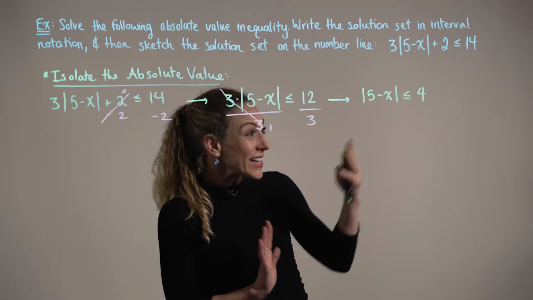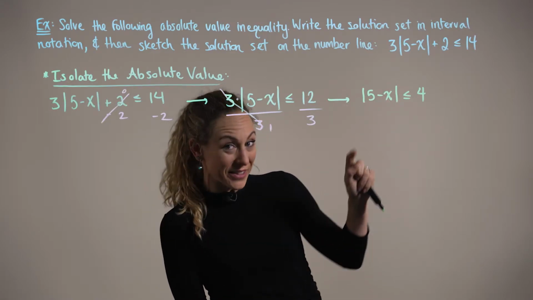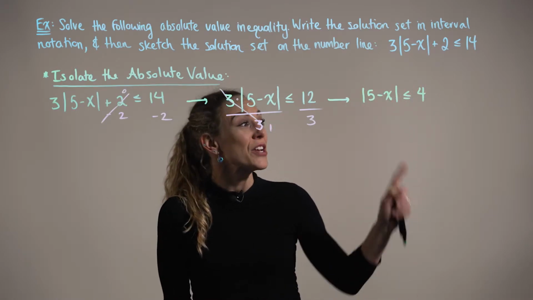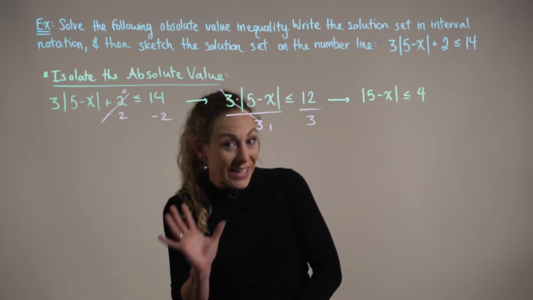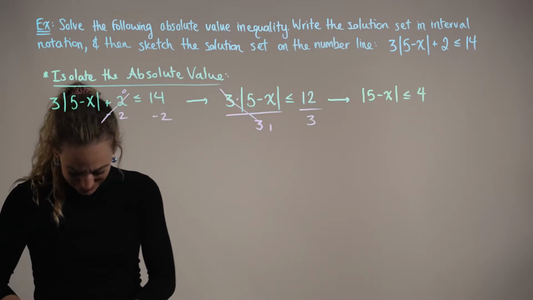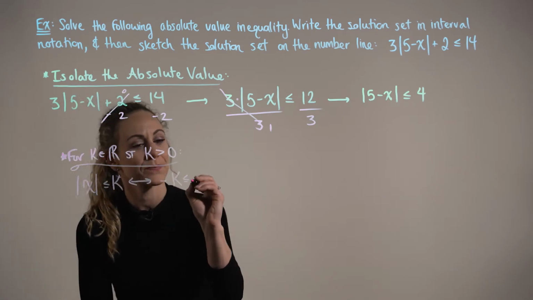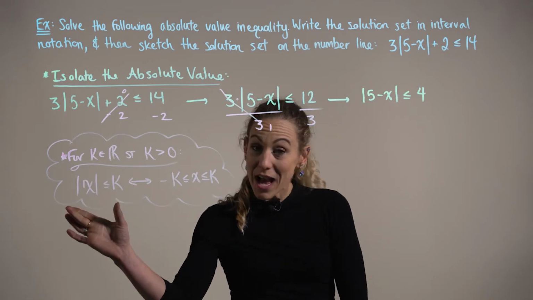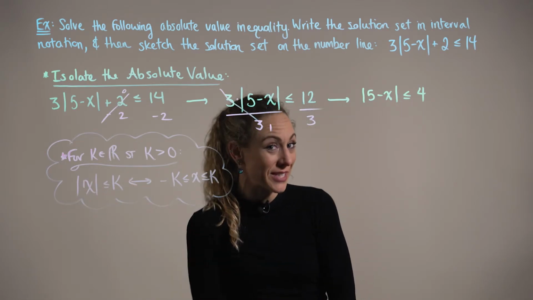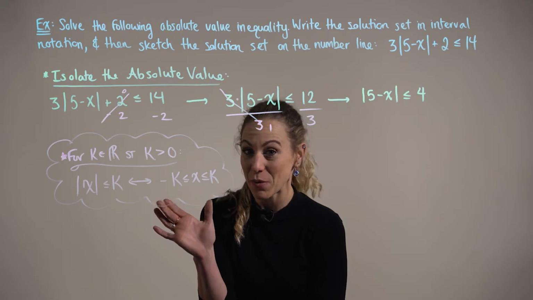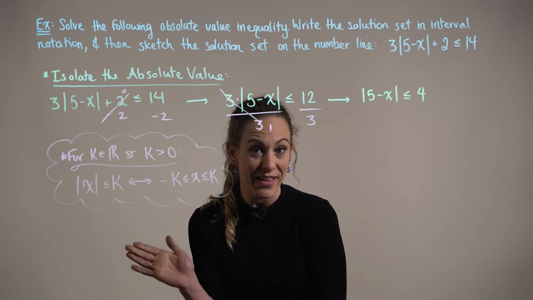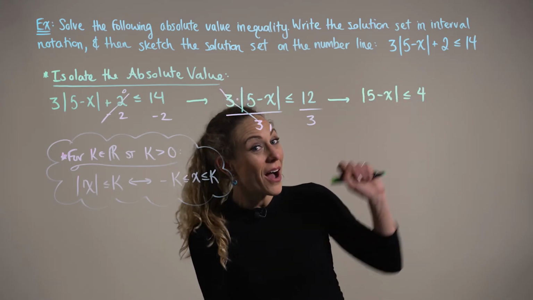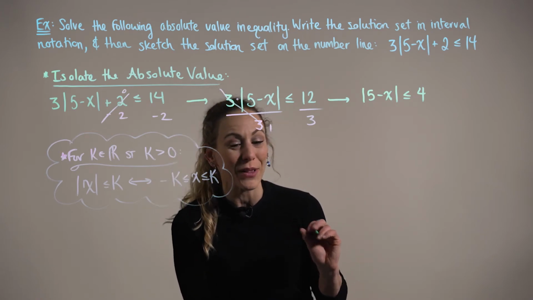So now that we have isolated the absolute value by itself on the left-hand side, we want to go ahead and use the properties of absolute value inequalities to rewrite this absolute value as an inequality without the absolute value. So recall that for some non-negative constant k, when we have the absolute value of x being less than or equal to k, this is equivalent to the inequality where x is greater than or equal to negative k, but less than or equal to positive k. So applying this property to our absolute value inequality, we have the following.